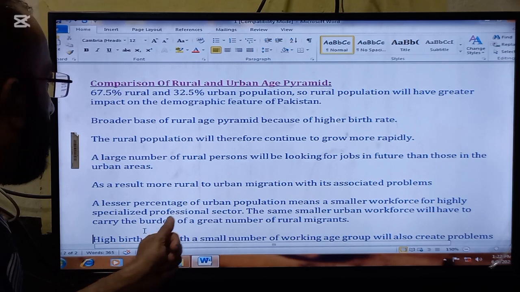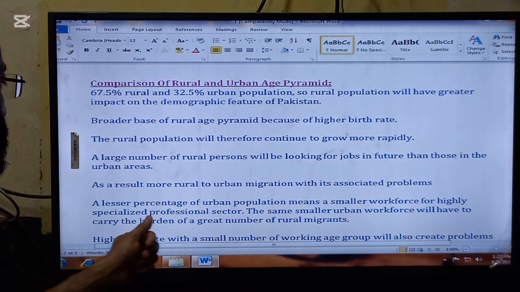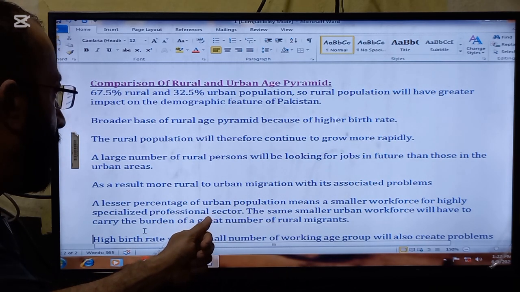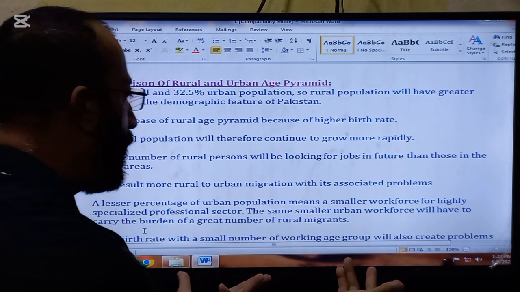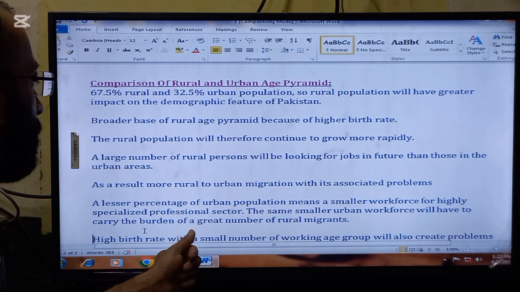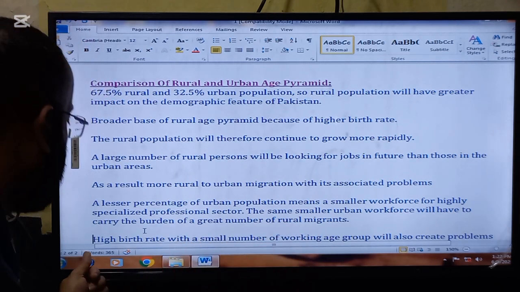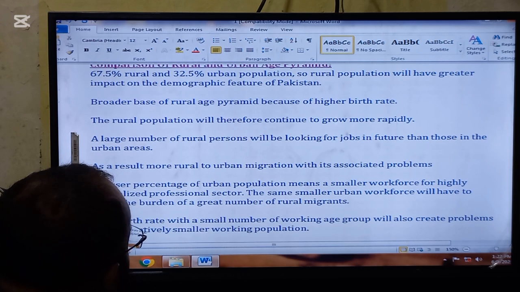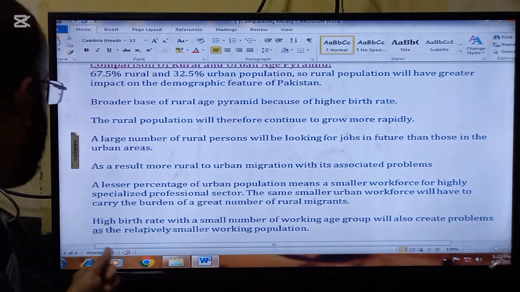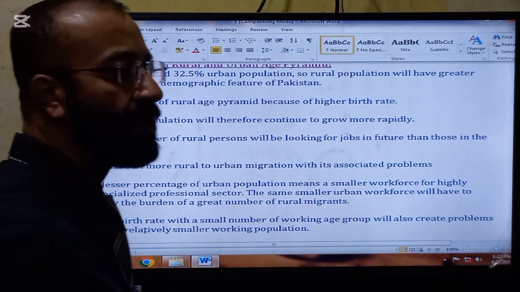A lesser percentage of the urban population means a smaller workforce for highly specialized professional sectors because the population is less in urban centers, so a smaller workforce is available. The same smaller urban workforce will have to carry the burden of the great number of the rural migrants. So this is the thing. High birth rate with a small number of the working age group will also create problems as the relatively smaller working population. So these are the things, students.